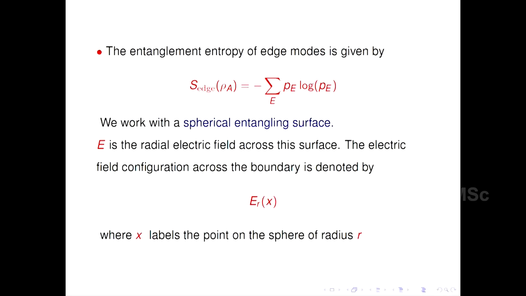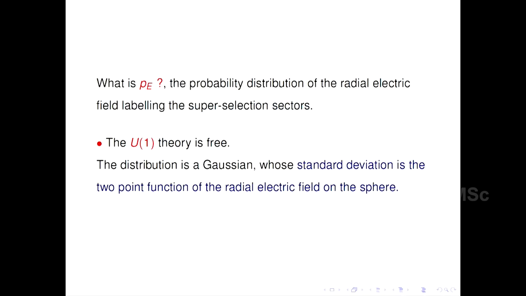So let me just outline the U1 theory. This is the formula as we saw: the edge entropy is minus the sum over P_E log P_E. And we will work with a spherical entangling surface. What is this E? This is the electric field configuration on the boundary, as I showed in a little picture. You choose a particular region and there is an electric field configuration on the sphere. And what is this P_E? It's a probability distribution labeling the superselection sectors.